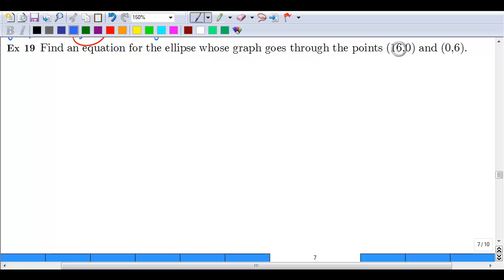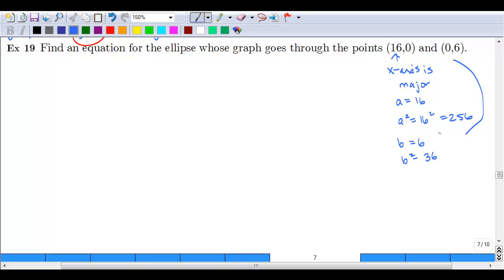If that's the case, we know that our x-axis is actually our major axis because the x-coordinate here is bigger, and our y-axis is our minor axis. This tells us that our a value is 16, so a squared would be 16 squared, which is 256, and that b is 6, so b squared is 36.